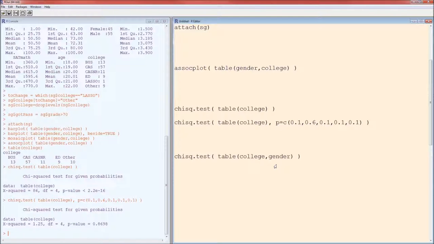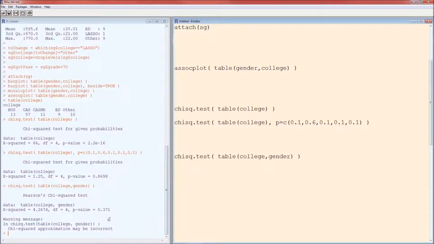Chi-squared test of independence is also a chi-squared test. Give it a table with two categorical variables, college and gender. P-value is greater than alpha, fail to reject the null hypothesis. That does not mean that the two variables are independent. It does mean that we did not detect the dependence between them.